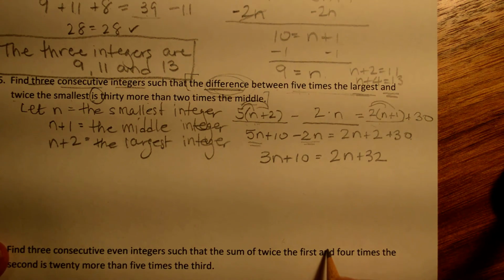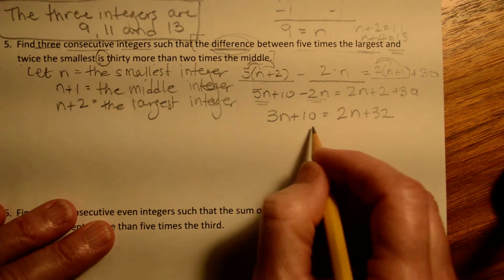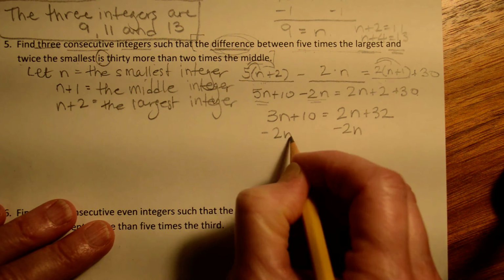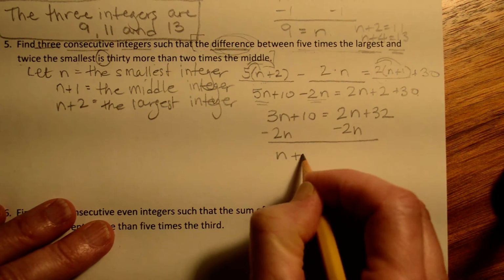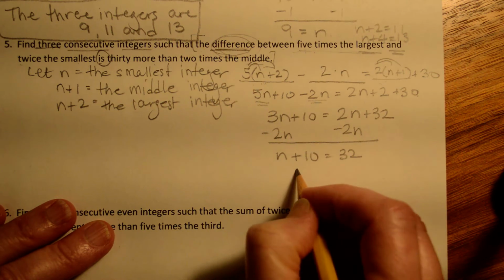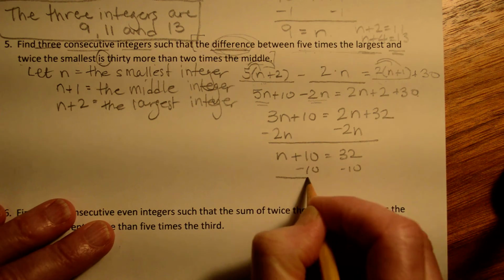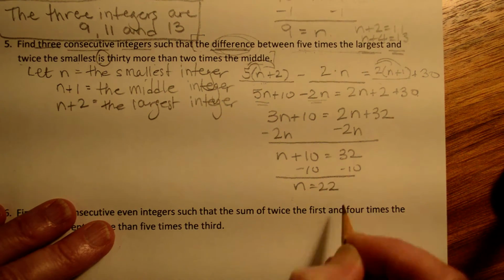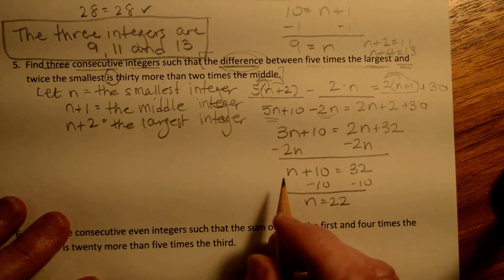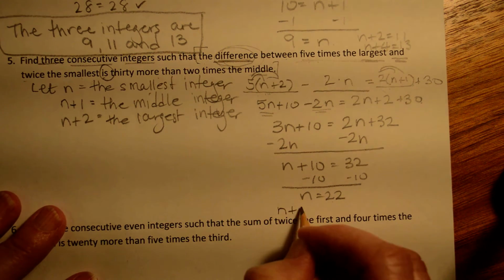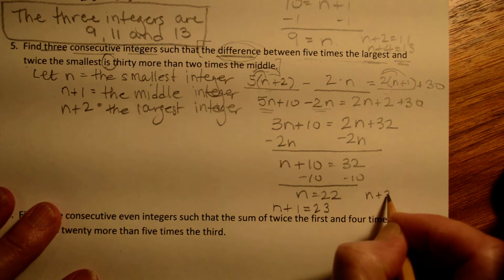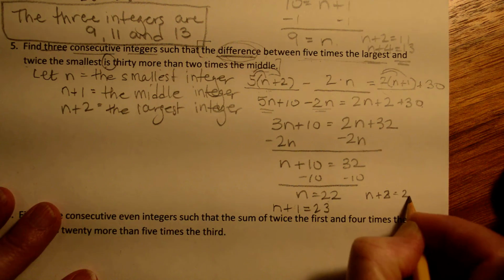All right, then let's go through here. Let's get all the n terms together on one side. So I'm going to do minus 2n. That gives me n plus 10 equals 32. And then we'll bring the constant terms to the other side. So we get n equals 22. All right, so then that tells us that our smallest integer was 22. Our middle one, which we called n plus 1, is 23. And our largest, which we called n plus 2, is 24.